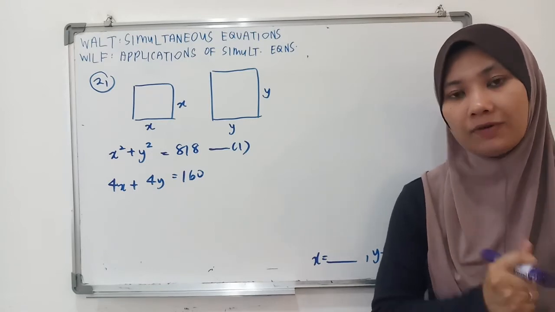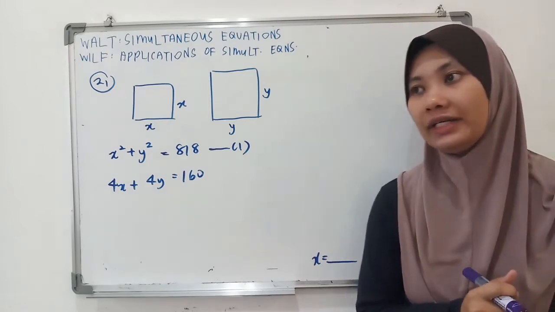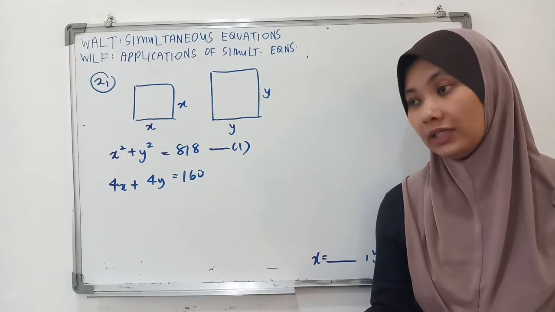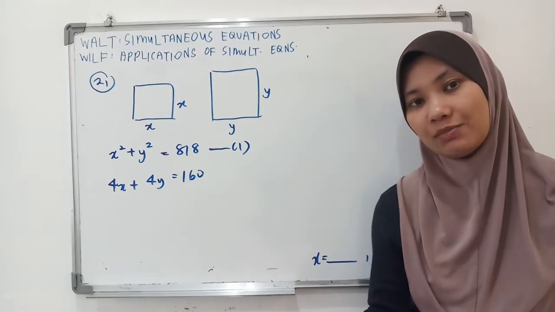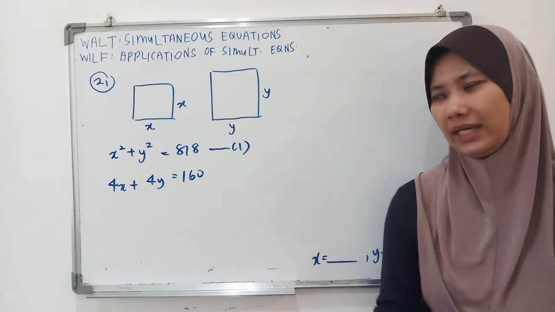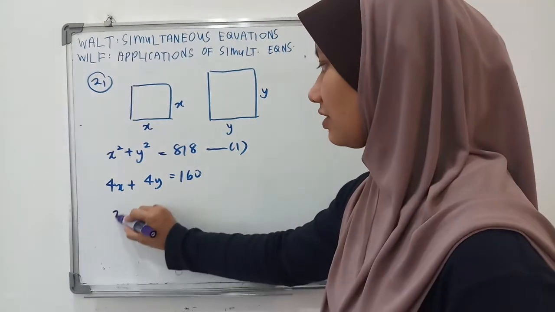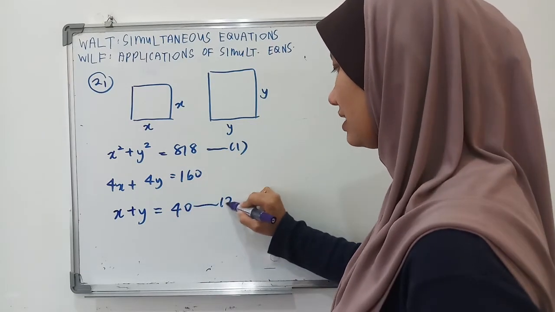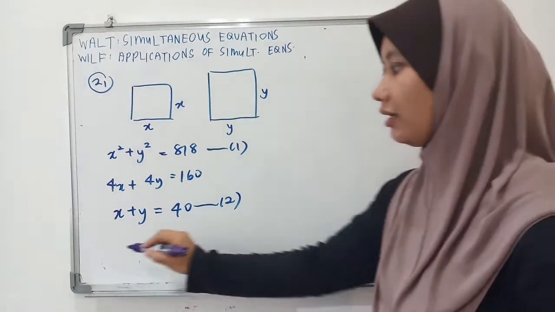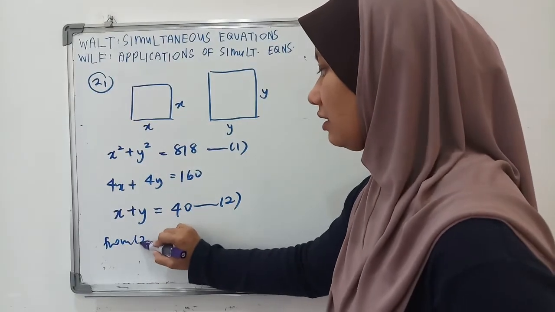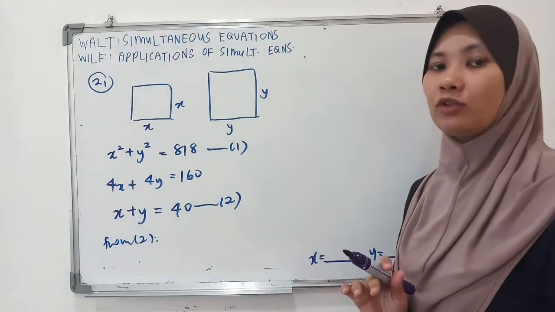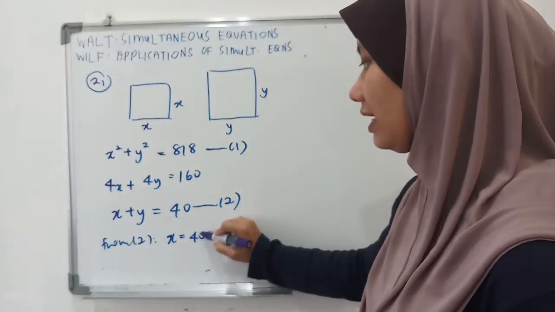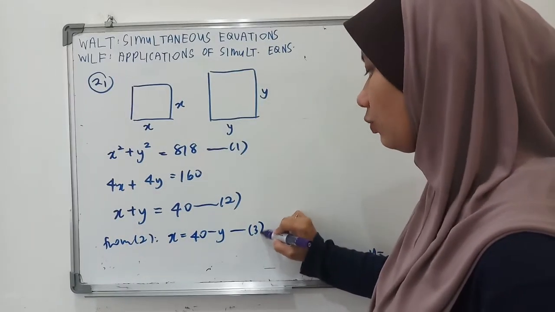We will try to simplify our calculation in order to avoid careless mistakes as much as we can. So you can just reduce it to x plus y equals 40. That is the second equation. From the second equation, you leave x or y to be your subject, up to you. Let's say I want to leave x as my subject. So x equals 40 minus y. That is my third equation.